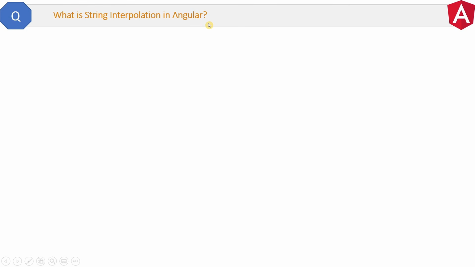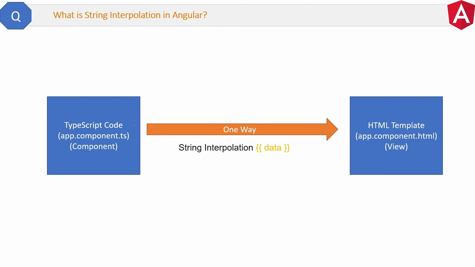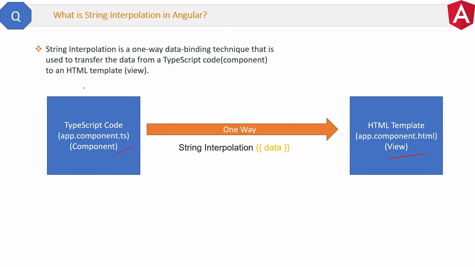What is string interpolation in Angular? Let's check out the theory first. This is the flow of data in case of string interpolation. Data will go from component to view. So the definition of string interpolation is a one-way binding technique that is used to transfer the data from the TypeScript code or component to an HTML template, or we can call it view.